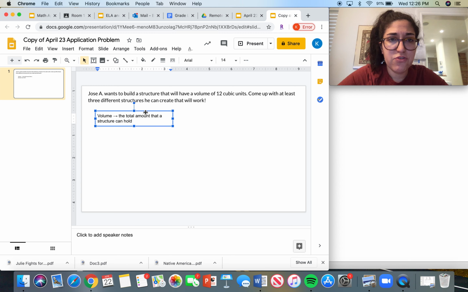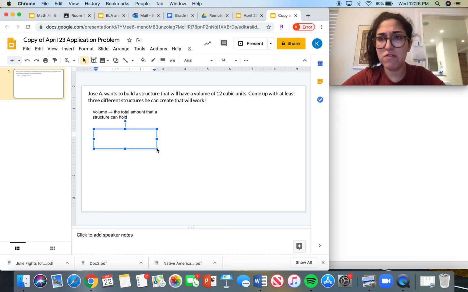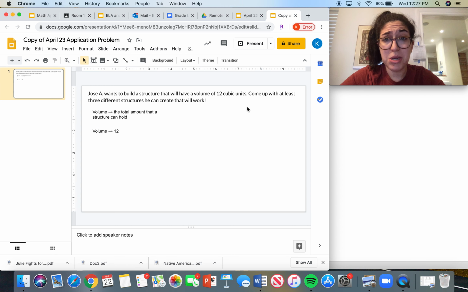So it's the total amount that some structure can hold. When I'm thinking about this, since Jose wants his volume to be 12 cubic units, that means the total will be 12 units. That means we need to think about a structure that can hold up to 12 cubic units. In this case, 12 of those little cubes that we used to work with in class. So the volume needs to be 12. I need to come up with 3 structures where the volume is 12.